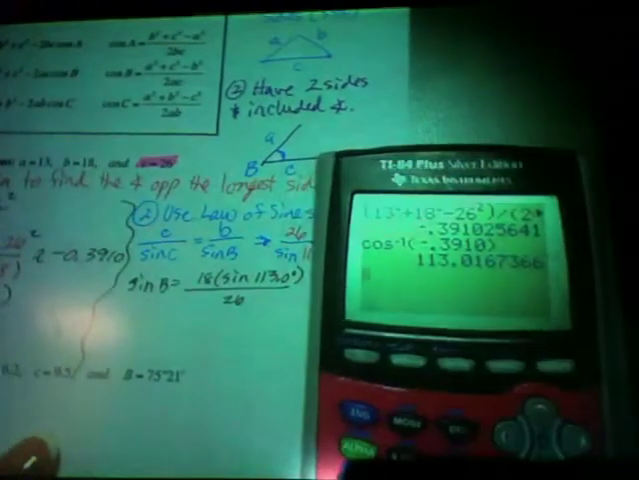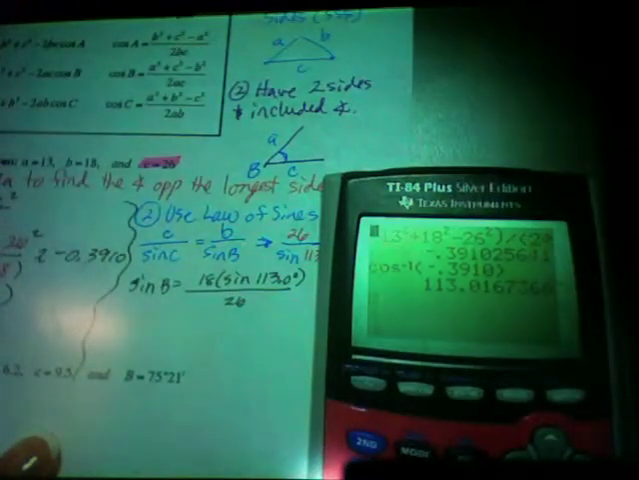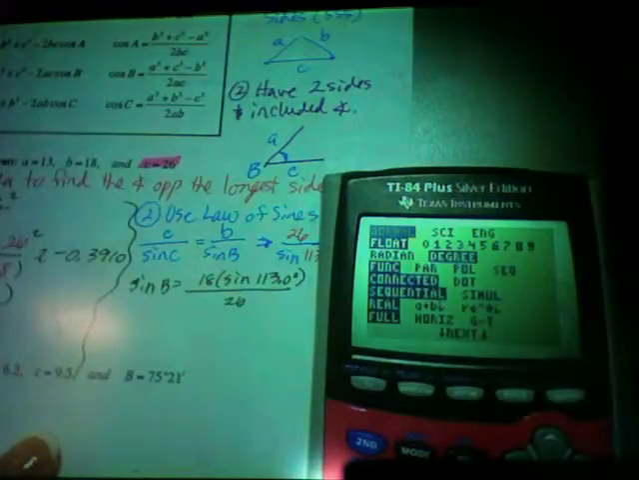So I'm going to put that into my calculator. What do you have to make sure about on your calculator? That you are in degrees. So always double check. My degrees is lit up, so we're good to go.